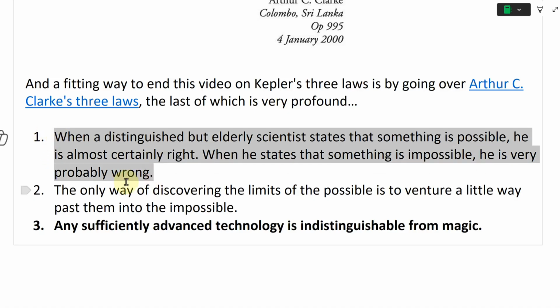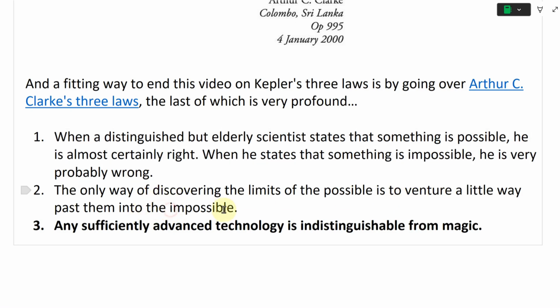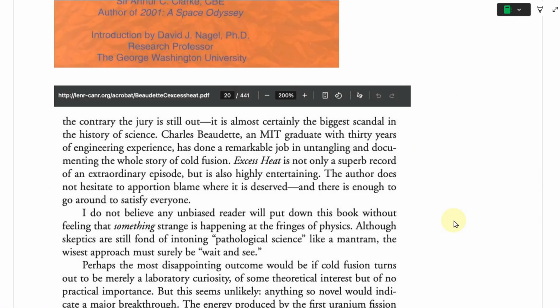That's a good law. Law 2: The only way of discovering the limits of the possible is to venture a little way past them into the impossible. And then his famous Law 3: Any sufficiently advanced technology is indistinguishable from magic. All right, absolutely fascinating stuff.